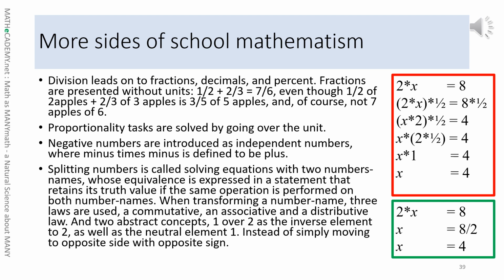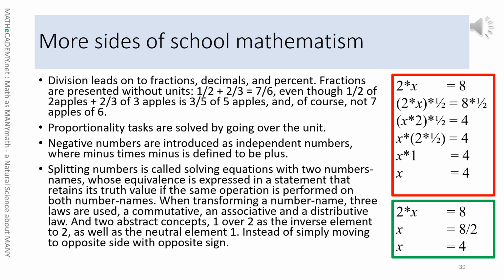Fractions are presented without units: 1/2 plus 2/3 equals 7/6, even though 1/2 of 2 apples, plus 2/3 of 3 apples, is 3/5 of 5 apples, and, of course, not 7 apples of 6. Proportionality tasks are solved by going over the unit. Negative numbers are introduced as independent numbers, where minus times minus is defined to be plus.